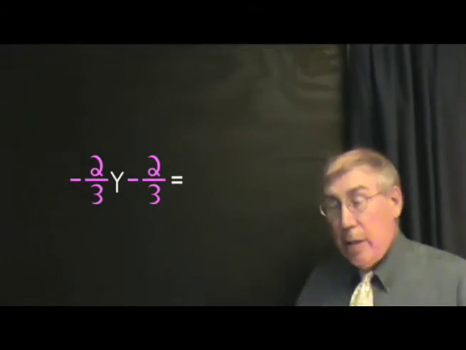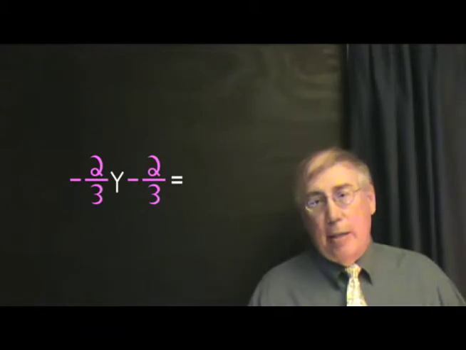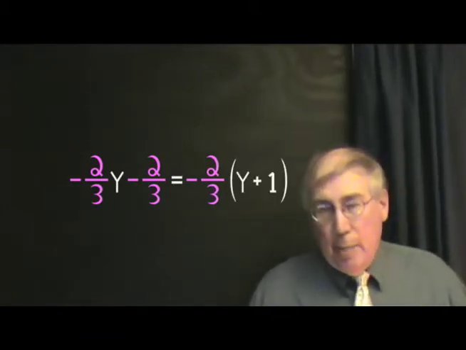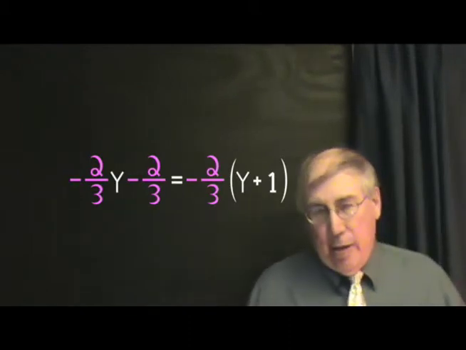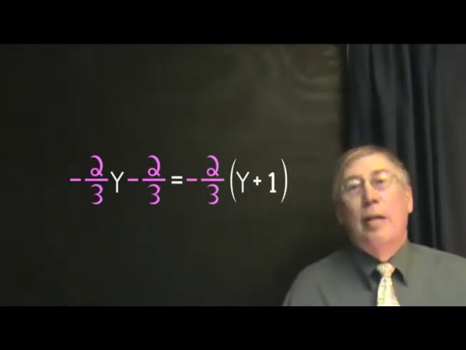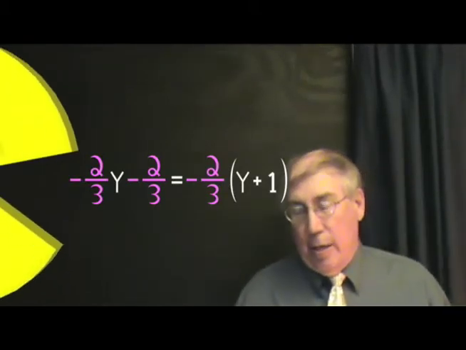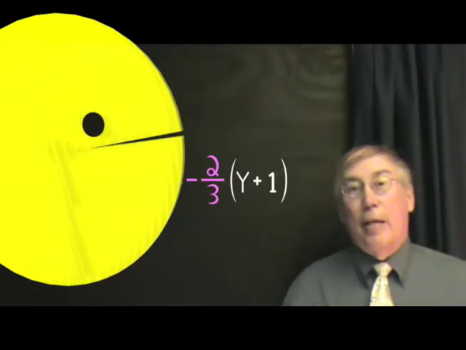is our factoring. Alright, this one you can readily see there's a negative 2/3 in both of those terms. Make sure that on the right hand side you put a 1 there. So we get negative 2/3 times the quantity y plus 1 as our answer. Sort of a Pac-Man character there.